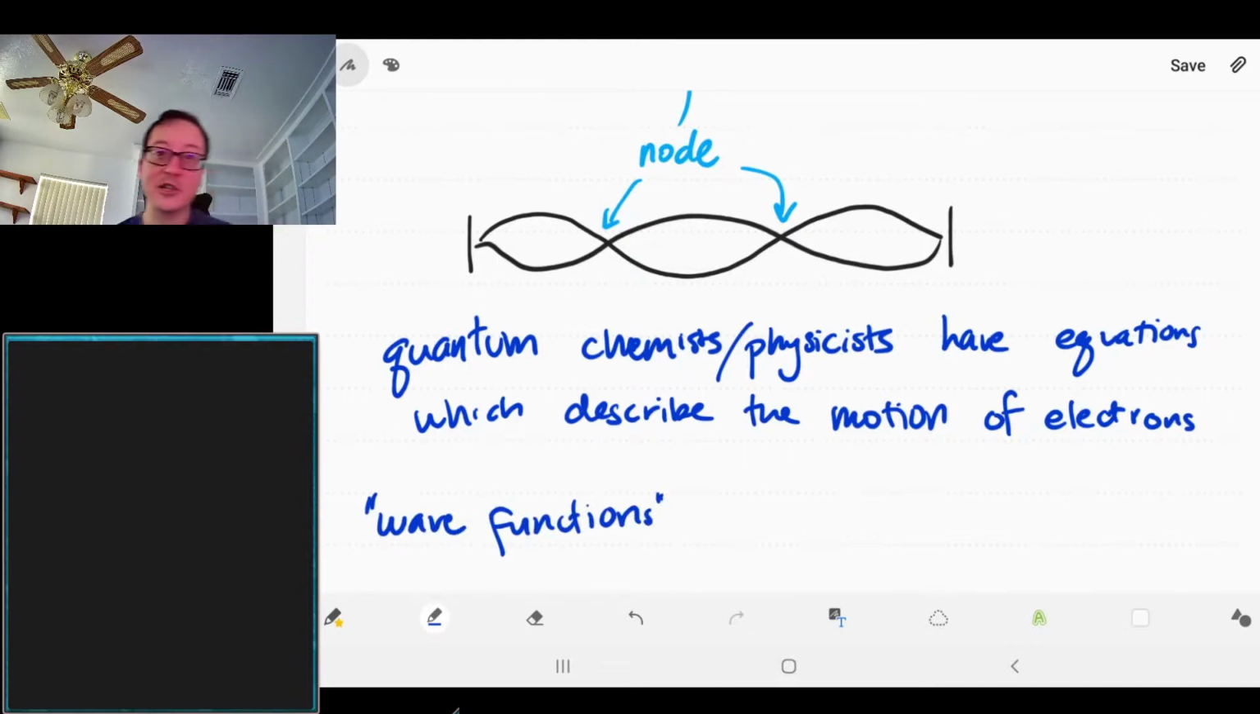In math, a function is what we might think of as a standard equation, y equals something in terms of x, right? That's just a normal equation for a graph or a line or a parabola or whatever. Those are functions. Specifically, we call these equations that describe electrons wave functions because they behave like waves. The orbitals that these functions predict, if we were to graph these wave functions, we get a couple of shapes out.